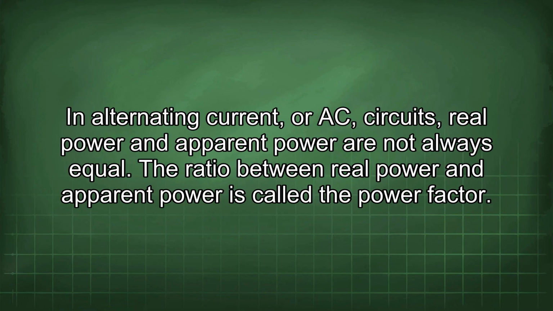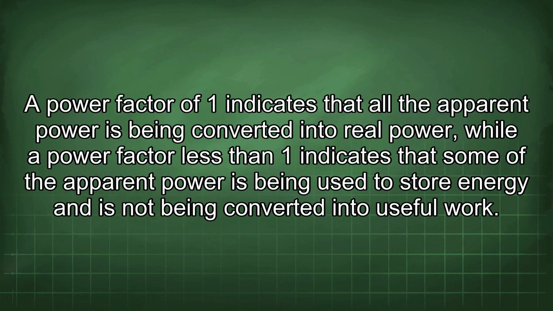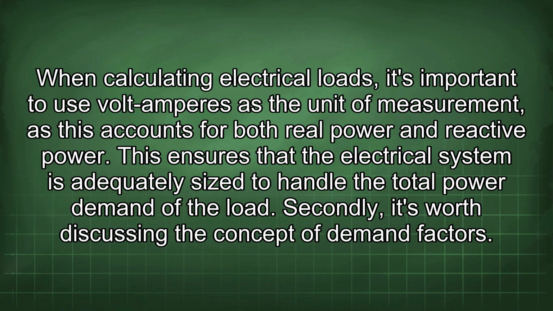In alternating current, or AC, circuits, real power and apparent power are not always equal. The ratio between real power and apparent power is called the power factor. A power factor of 1 indicates that all the apparent power is being converted into real power, while a power factor less than 1 indicates that some of the apparent power is being used to store energy and is not being converted into useful work. When calculating electrical loads, it's important to use volt-amperes as the unit of measurement, as this accounts for both real power and reactive power. This ensures that the electrical system is adequately sized to handle the total power demand of the load.